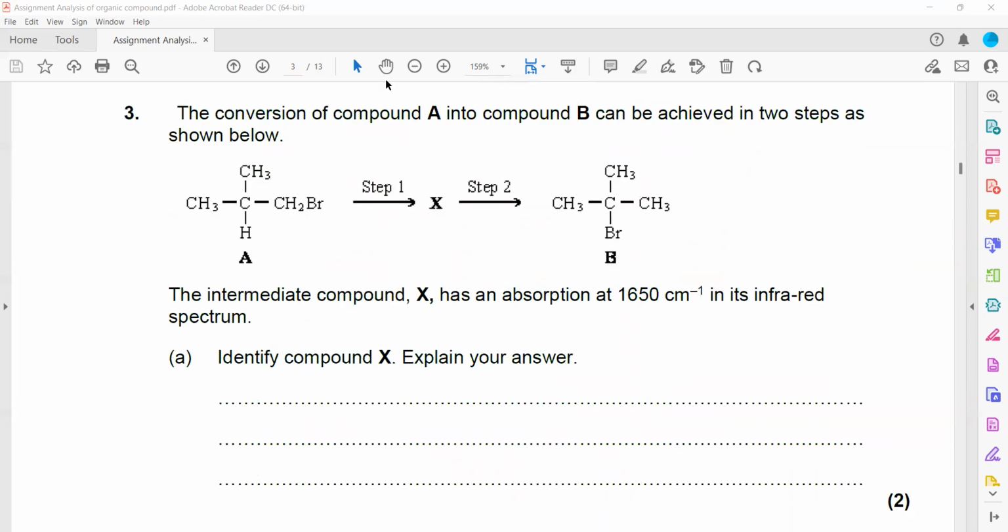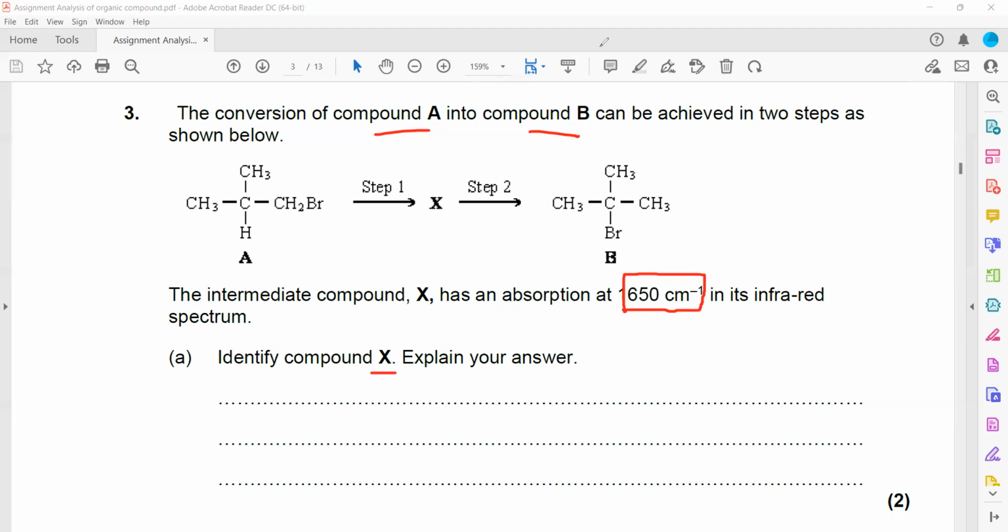In question 3, a conversion of compound A into compound B is achieved in 2 steps. First we have a halogenoalkane, a primary halogenoalkane, and then we convert it into a tertiary halogenoalkane. The intermediate compound X has an absorption of 1650 cm⁻¹, which is a wavenumber. Identify compound X and explain your answer.